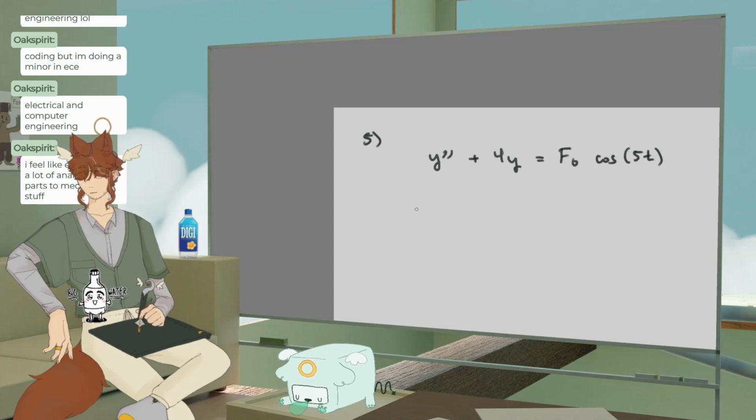Okay, at t equals 6 seconds, it's dealt a blow in the negative direction. Oh wait, we just have to add a delta function.